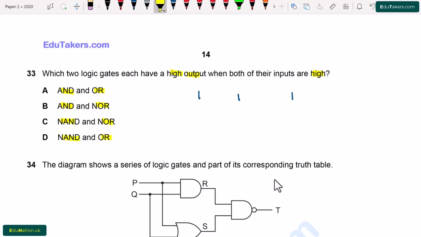D, NAND and OR. So, for the case of OR gate and AND gate, in the OR gate, we say that if any one of the input is high, the output is high. So when I consider inputs 1 and 1, then both of these inputs are high, the output will be high, which is equal to 1. In the AND gate, we say that if both of the inputs are high, the output will be high. So here both of these inputs are high, the output will be high. So in the case of AND and OR gate, when both of the inputs are high, the output will be high. So option A is correct.